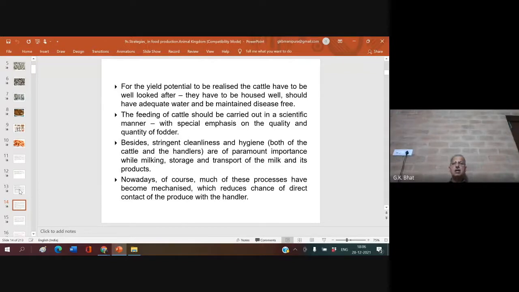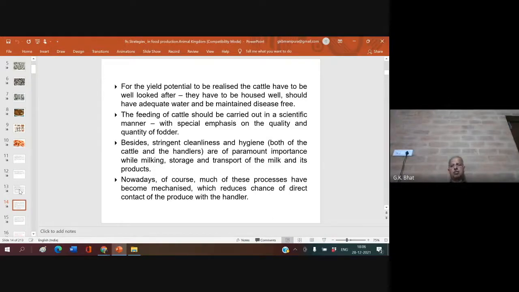Besides, stringent cleanliness and hygiene. That means where you are putting them in the cattle shed, you must see that it is very clean and hygienic. Not only the cattle, even the handlers who are dealing with the cattle, who are going to handle the milk, are of paramount importance while milking, storage, and transport of the milk and its products. So there should always be a strict, very well-maintained cleanliness and hygienic condition, both on the part of the cattle as well as on the part of the handlers, that means those who are dealing with the cattle.